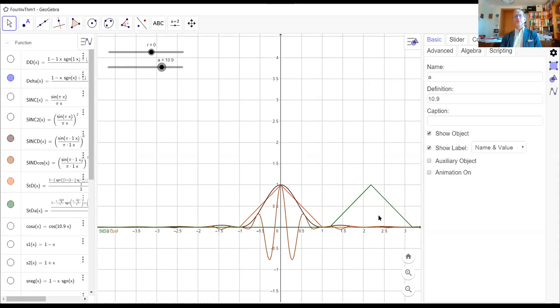Sinc square actually has the value one here, because one squared is one, and it has all the zeros at integers. Now, what this demonstrates is, if you're doing a shift of the original function, which is the triangular function, you will see an oscillatory effect. And of course, I'm showing only the real part. I'm showing a cosine function.